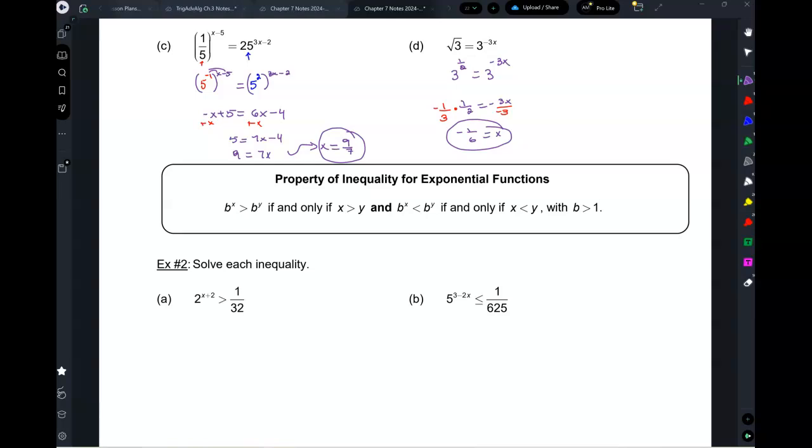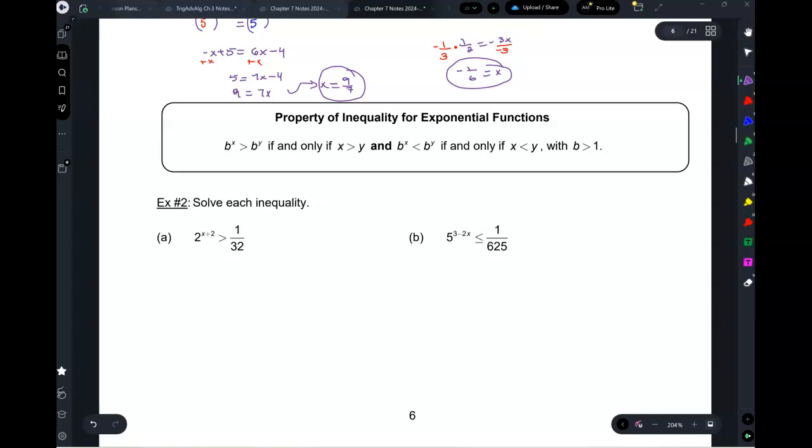So what if you have inequalities instead of equations? Well, it doesn't change much, right? So b to the x is greater than b to the y if and only if x is greater than y. So it's really the same thing. And with a less than sign, it's the same thing. So honestly, nothing changes except instead of the equal sign, you're going to put the inequality.